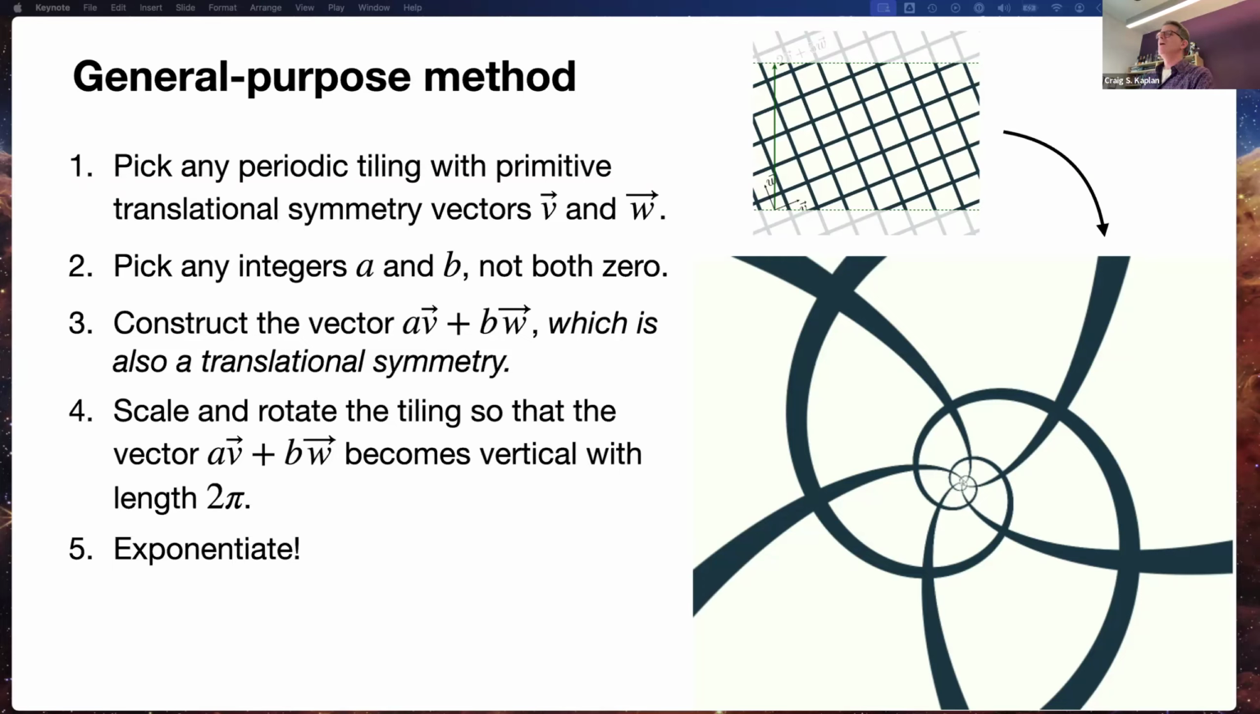All right, so we exponentiate. And so I said, you get these spirals caused by horizontal and vertical channels of tiles.